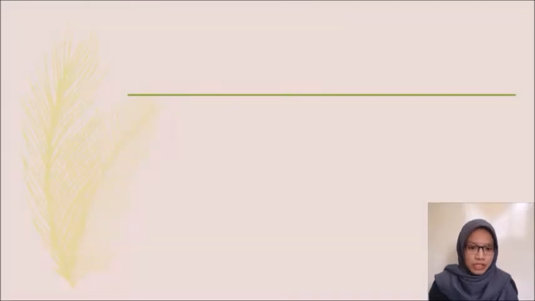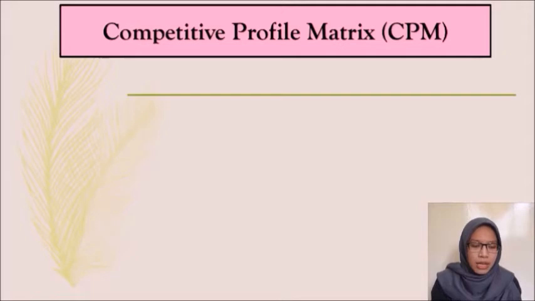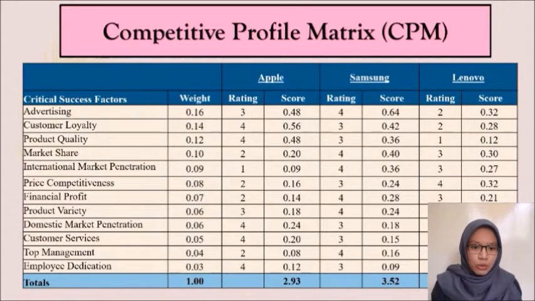Thank you, Anis, for the information. Now, let's move to the next metric, which is the Competitive Profile Matrix. Basically, this CPM is used to identify a firm's major competitors, in this case Lenovo and Samsung, and we want to compare their strengths and weaknesses with our Apple strategic position.